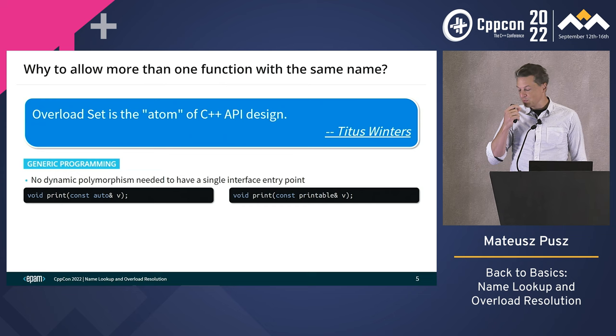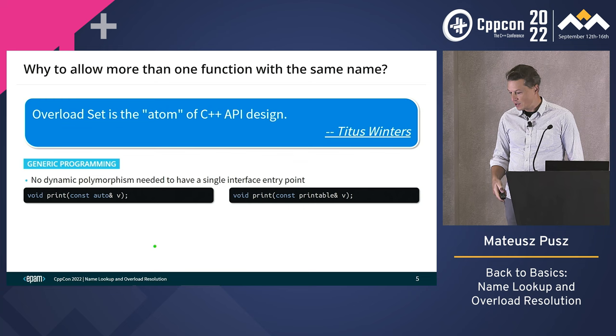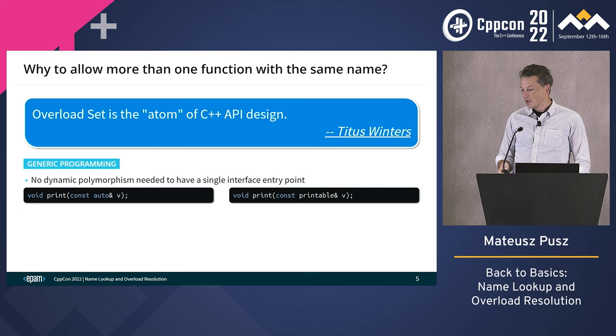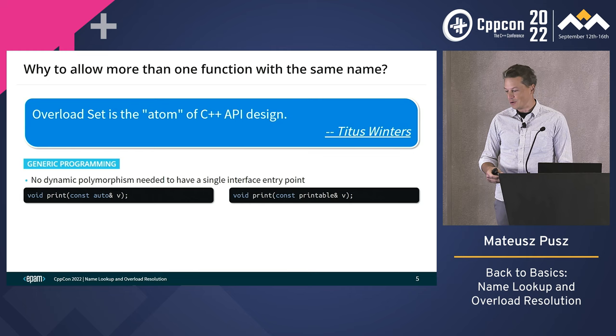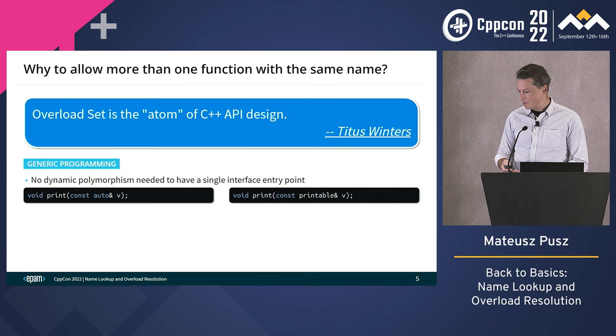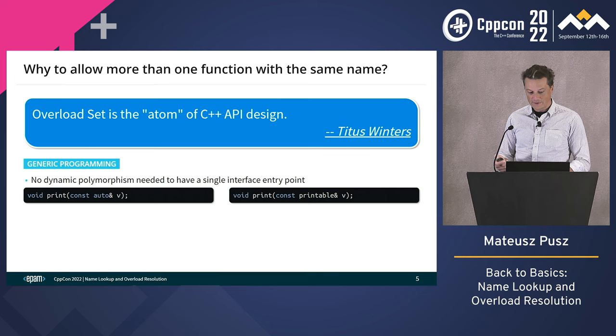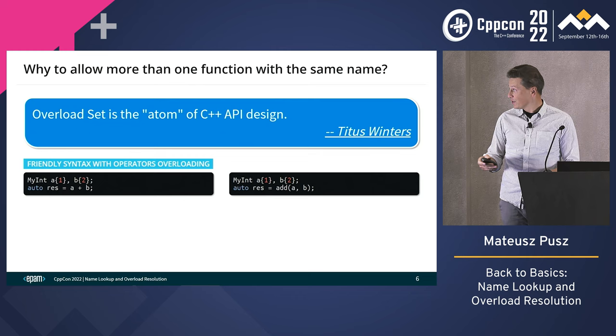We can provide one template function, right? This is a template in C++20 with one name. Rather than having things like in object-oriented programming, where everything is a base class of a printable type, right? So with that, we don't have to deal with dynamic polymorphism and still have the same name, the same entry point to the design, to the interface. We can also use operators, which is much more convenient when you are using something that looks like a numeric type.